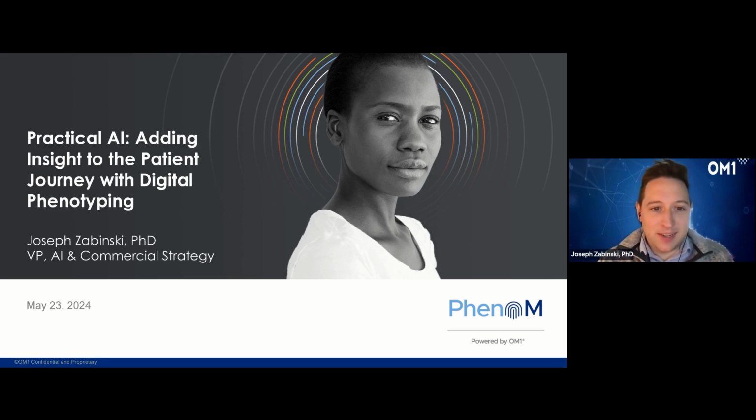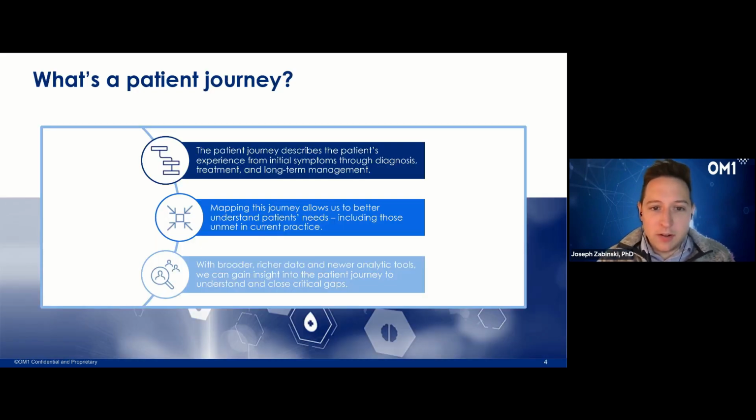Hopefully, this will be a good use of an hour of your time as we try to get practical with some of what AI can do specifically in helping to enhance our view into patient journeys. So before we go into any of the AI stuff, I figured I'd just briefly define what I mean by the patient journey. Of course, this means different things to different people, but everyone has some intuitive grasp of what a patient journey is.